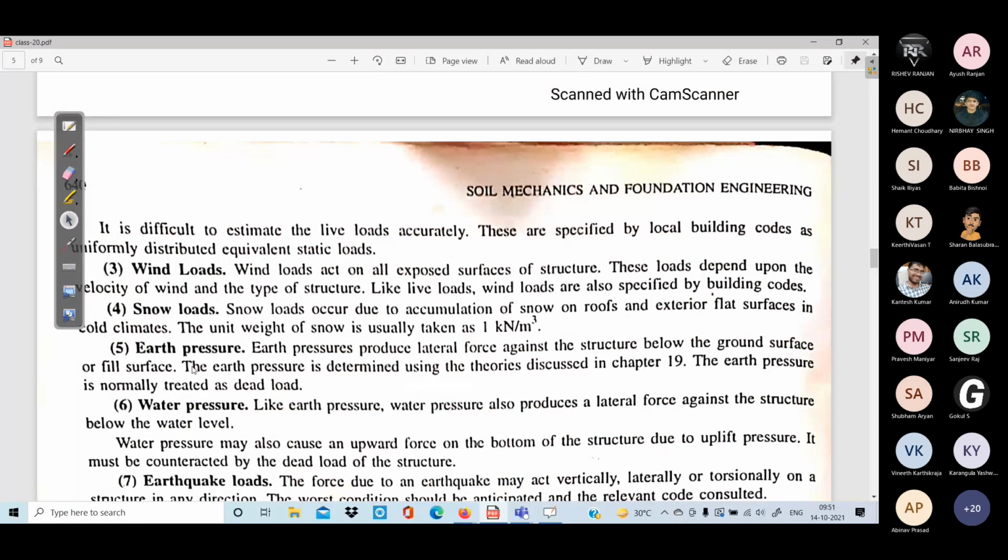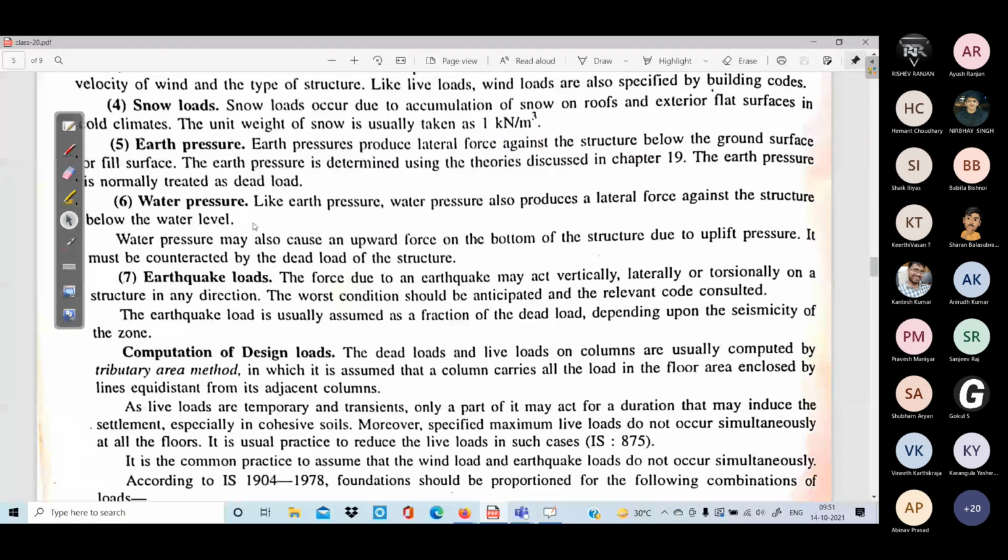Snow load, if at all snow can be accumulated. Then earth pressure, if you are considering embankment or earth pressure, already we have seen that in chapter 19. Then water pressure also you have to consider when you design it, and occasionally earthquake also if it is in the zone; which zone it is is important, zone 1, 3 and so on, we have to consider that. Lateral force also.